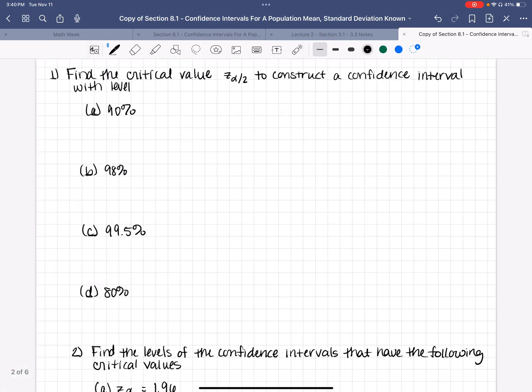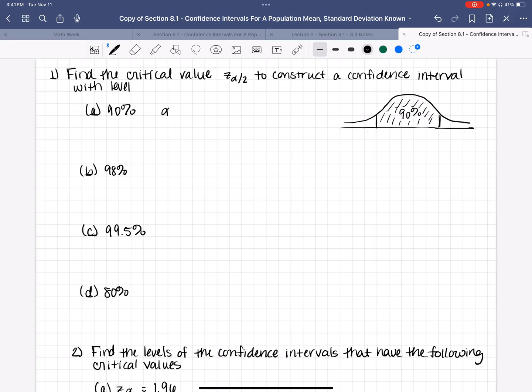Okay, so let's look at number 1. Number 1 says, find the critical value, z sub alpha over 2, to construct a confidence interval with level 90%. So let's talk about what this looks like. And guys, all this works better if we have a picture. So we're talking about our normal curve. Okay, and what this is saying is we have a 90% confidence level. So this is 90%. Guys, the alpha is what's left.